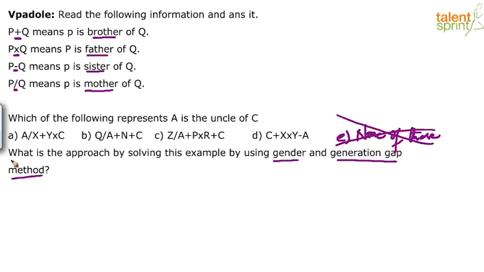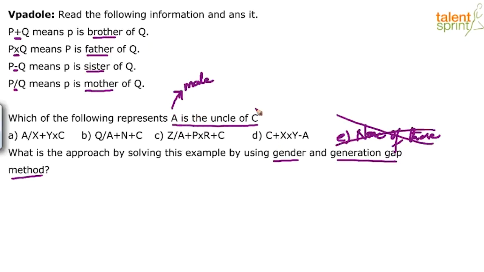I hope all of you have gone through our blood relations video and know this SMART method. How does it work? Let's see. We are trying to find an option which represents A as the uncle of C. A should be the uncle of C. What are the two things definite from this statement? One definite point is that A has to be a male person because A is the uncle. So A has to be a male person.